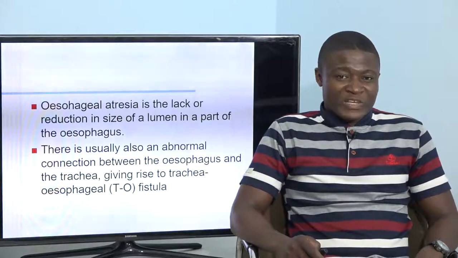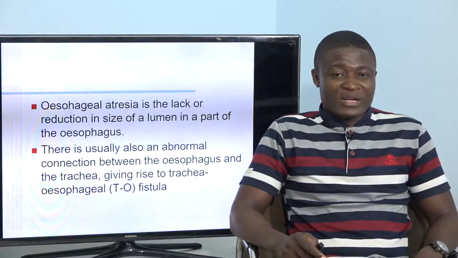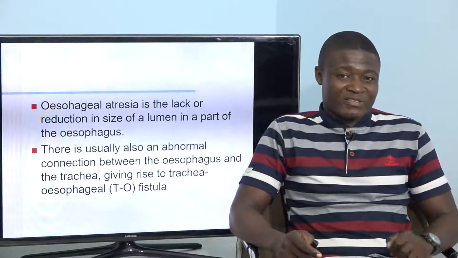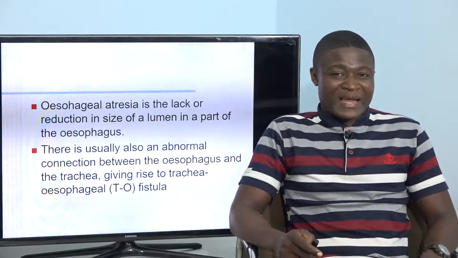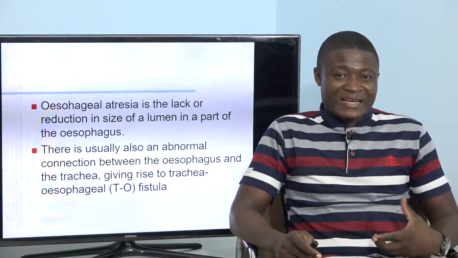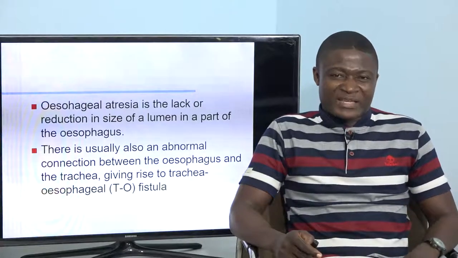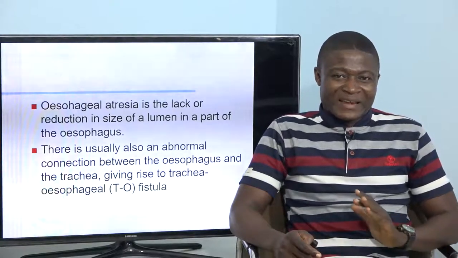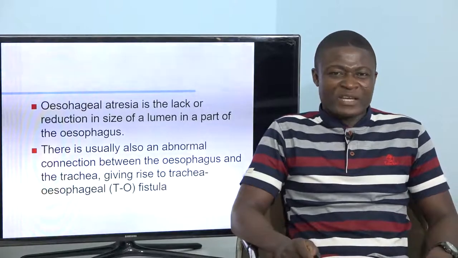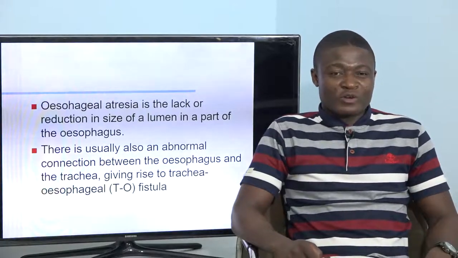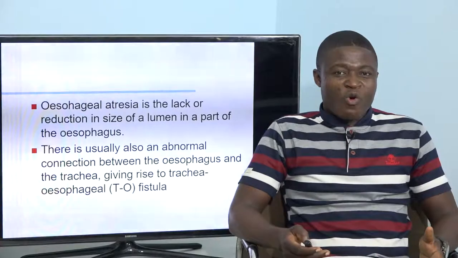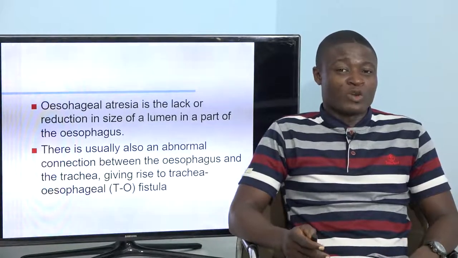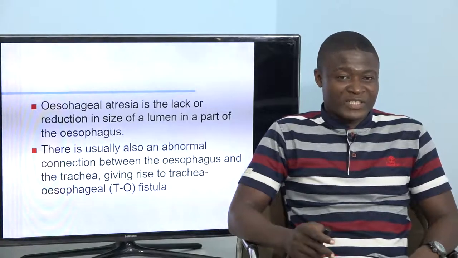So when we say esophageal atresia, knowing very well that the esophagus is a tube, a canal, when you hear esophageal atresia, we then imply that there is lack of a lumen in a part of the esophagus, or there is a reduction in the size of the lumen. It is either a portion of the esophagus is totally occluded, or it is so grossly narrow to the extent that it cannot play the role as an esophagus effectively.